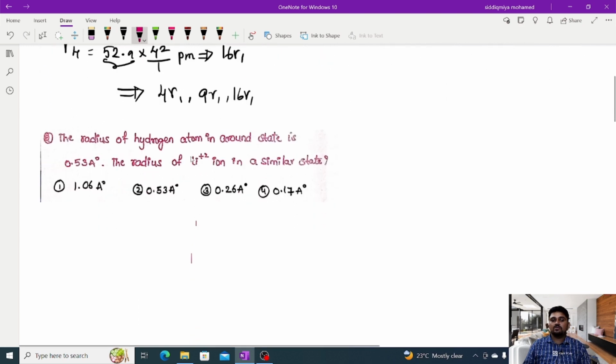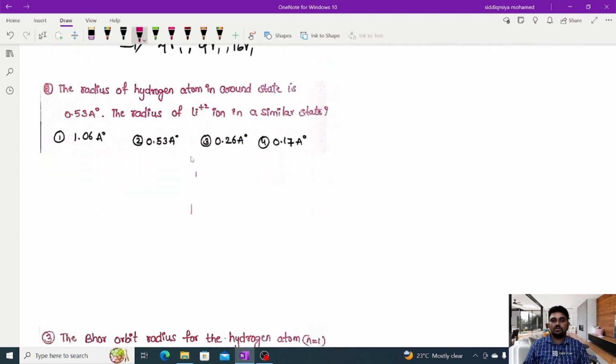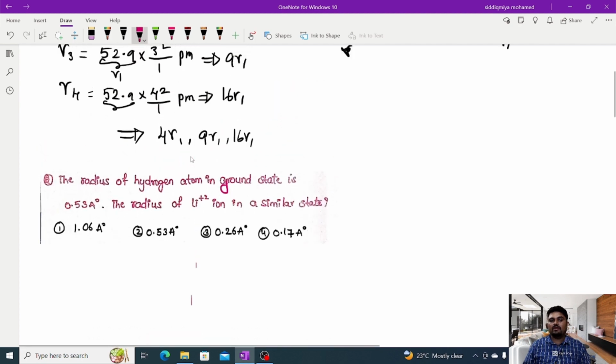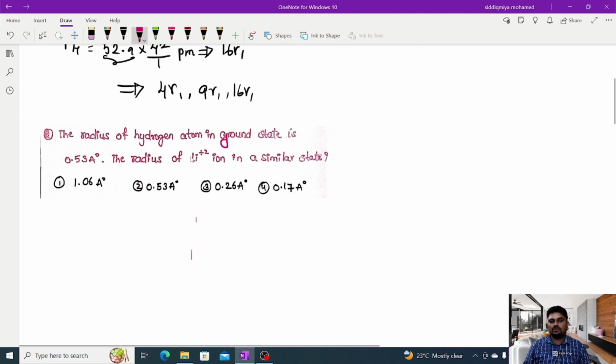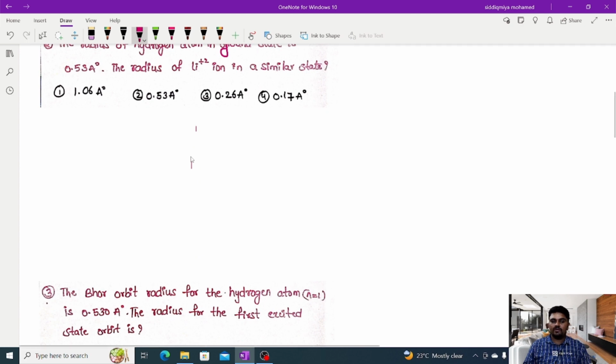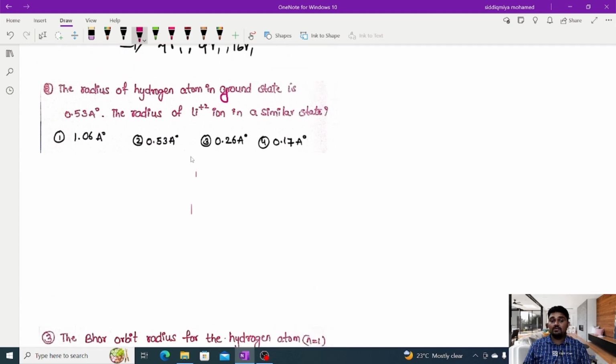Next we will go for the second question. The radius of hydrogen atom in ground state is 0.53 angstroms. The nearby value is 0.529, but they gave 0.53, a rounded value, not a problem. The radius of lithium plus 2 in a similar state is? Similar state means it is also in the first state only. So we will see.